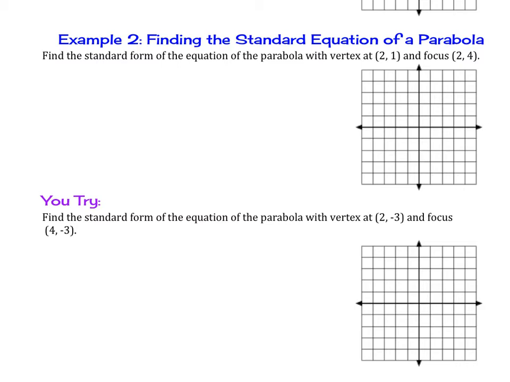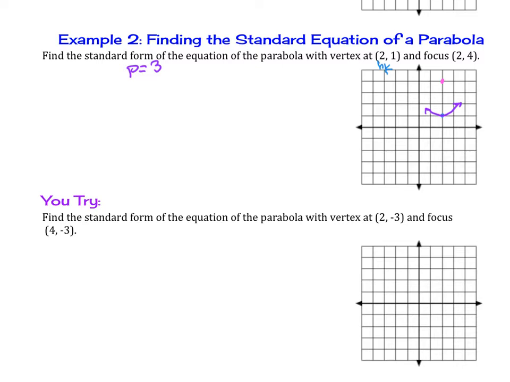Let's try this example, finding the standard equation of a parabola. Now it's not at the origin. The vertex is at (2, 1), so right 2, up 1. This is our h and k. And we know that the focus is at (2, 4), so right 2, up 4. Again, the parabola faces the focus, so I know it's going this direction. So I know that the p value is 3. That's how far it is from the focus. Okay, so p is 3.